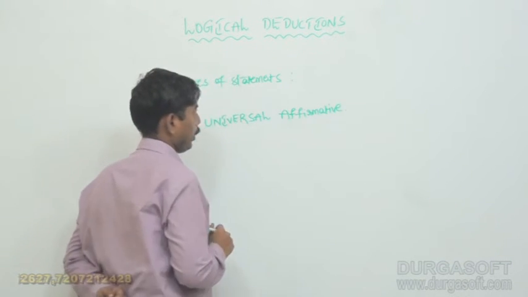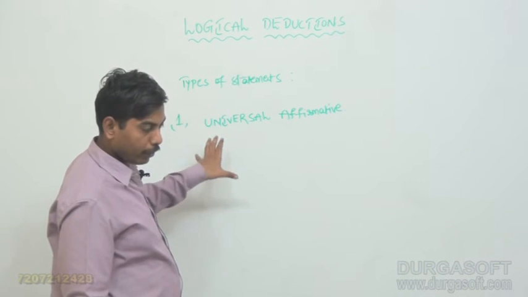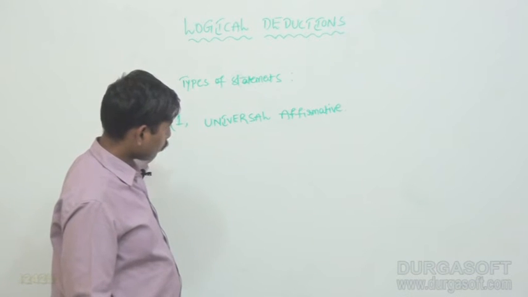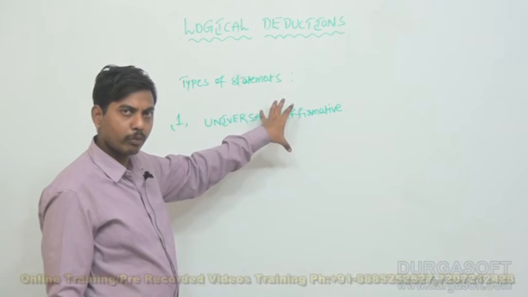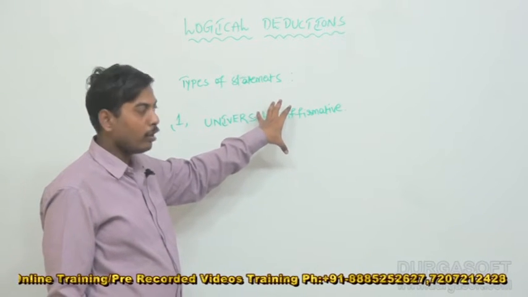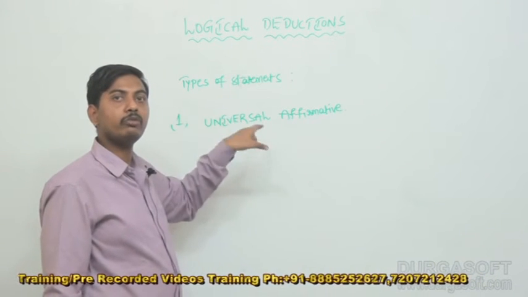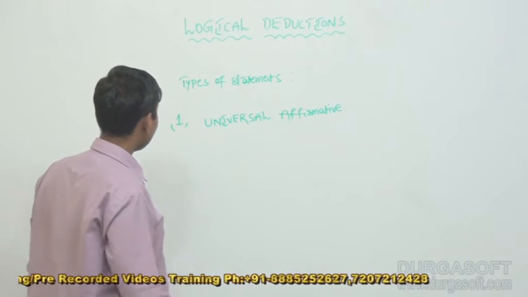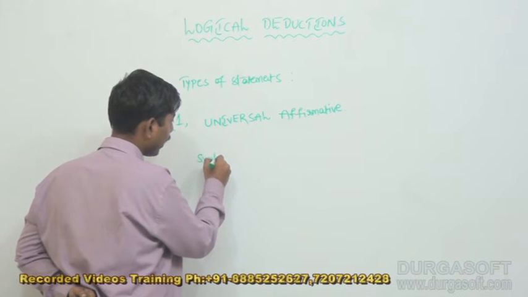Universal affirmative. Types of statements means we are looking at the different types of statements available in this topic. The first one is universal affirmative. Affirmative is nothing but one kind of positive sentence. Universal affirmative means we are talking about universal positive. So the syntax of these statements should be like this.